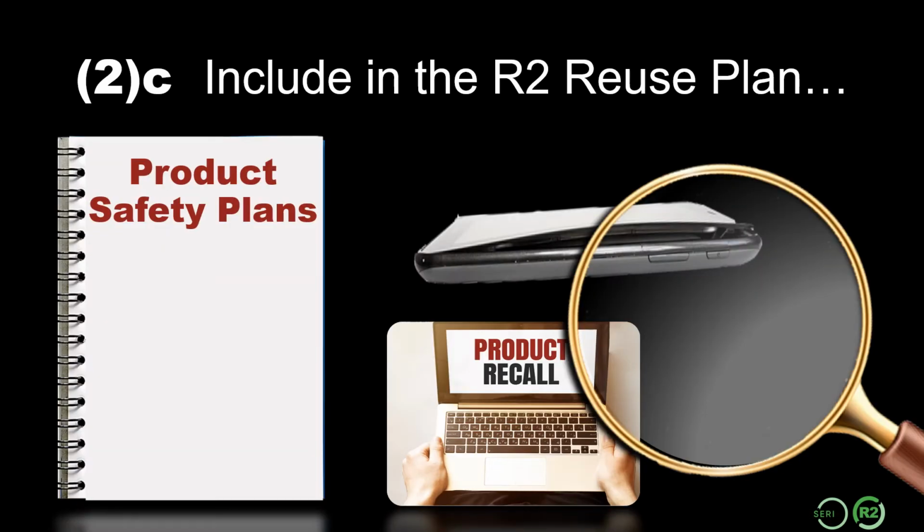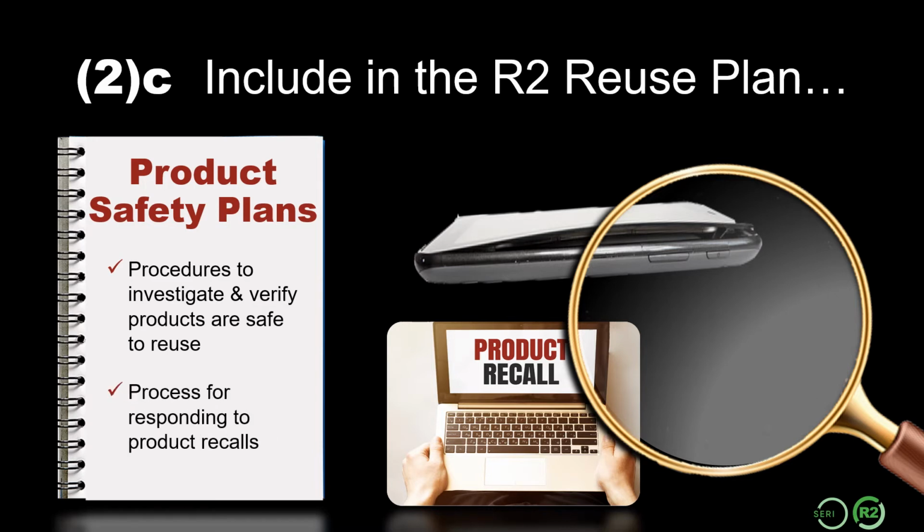Another key aspect of reuse planning is developing product safety plans. Facilities must have procedures in place to investigate and verify that equipment and components are safe to reuse. This includes procedures to check for conditions affecting product safety, as well as defining the process for responding to manufacturer recalls. These product safety plans must be included in the R2 reuse plan.